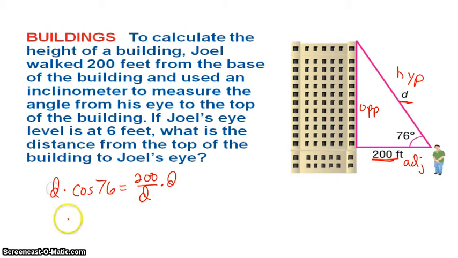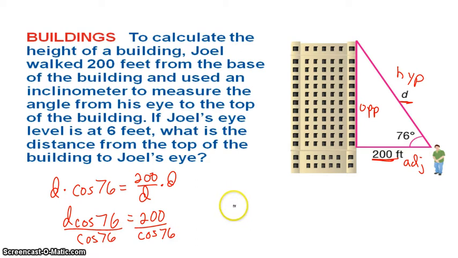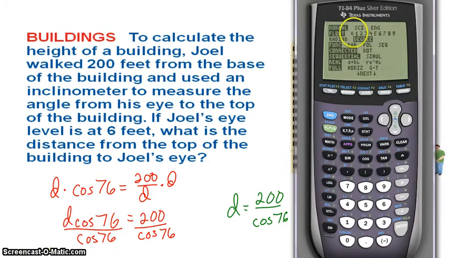I want to get that d by itself. If you move these in one step, that's totally fine. So I've got d equals 200 over the cosine of 76. We want to plug that into our calculator. Notice how I did put my calculator back into degrees. So I've got 200 divided by the cosine of 76. We will deal with radians later. However, we'll kind of cross that bridge when we get to it.